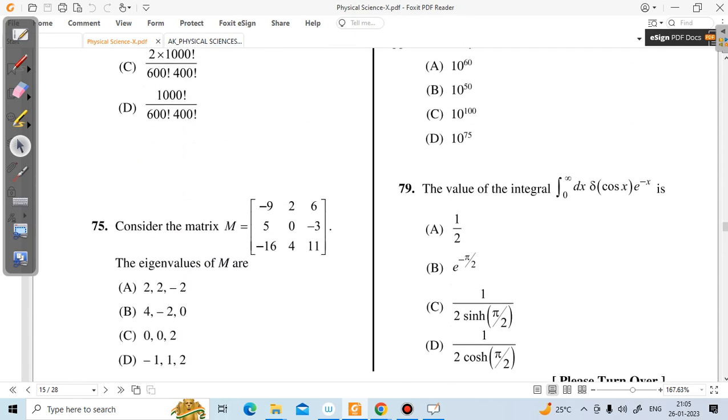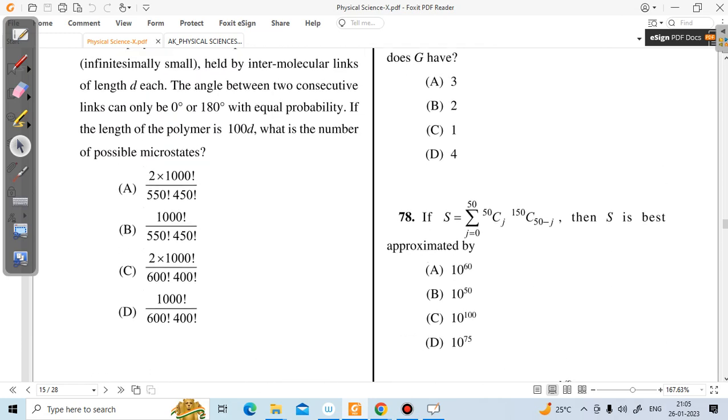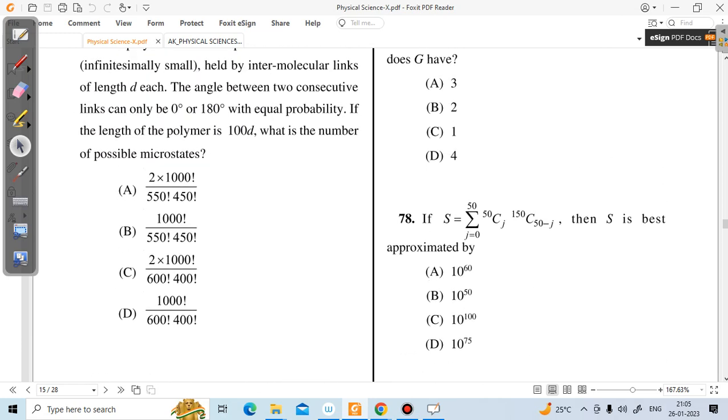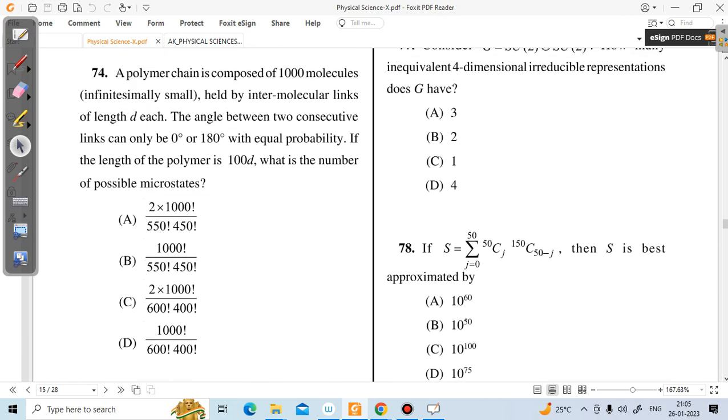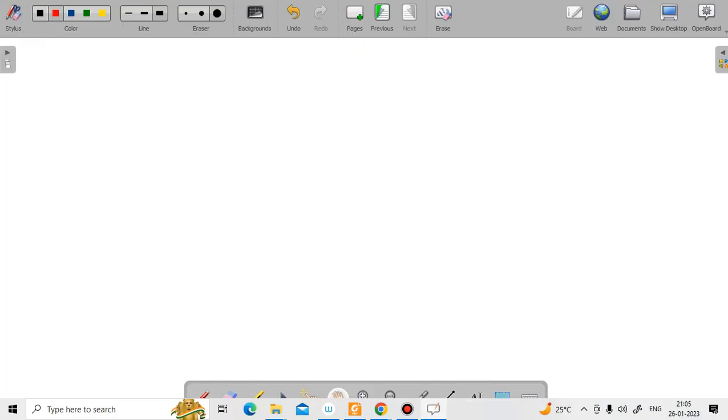The problem which I am going to show you is a problem on statistical mechanics. Yes, number 74. A polymer chain composed of 1000 molecules, infinitesimally small, held by intermolecular links of length d each. So it is number 74.